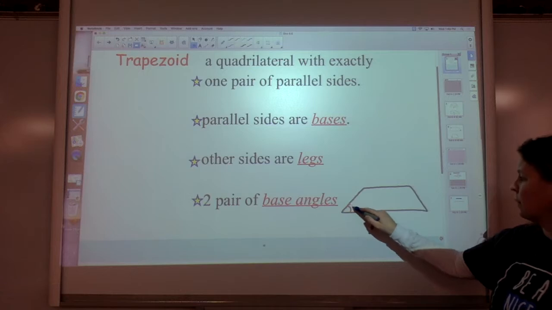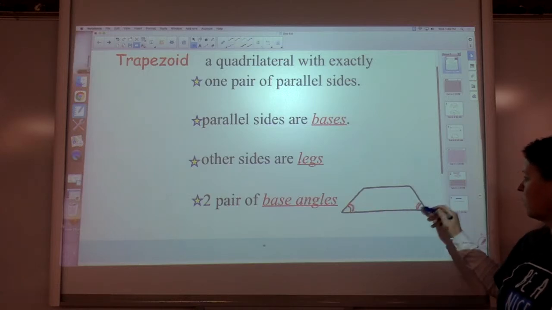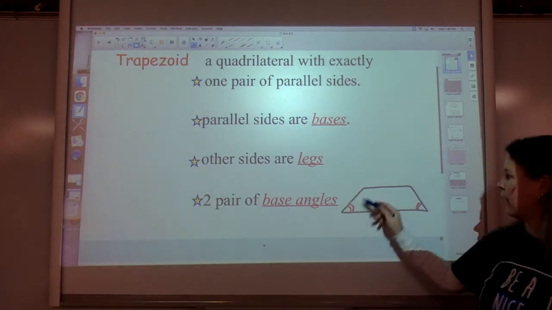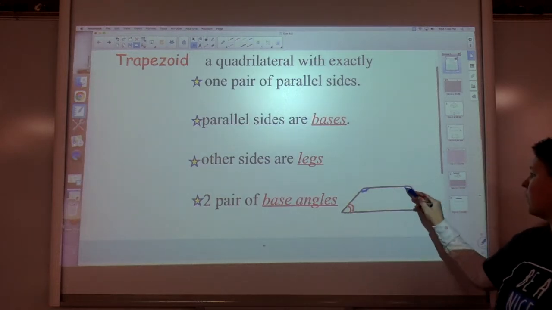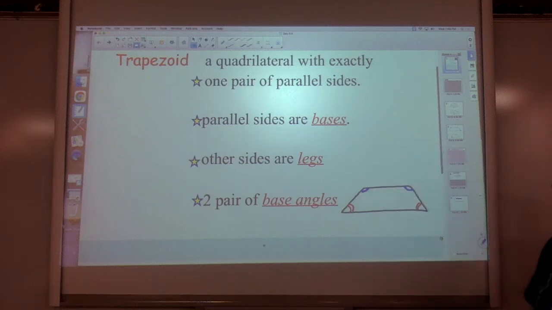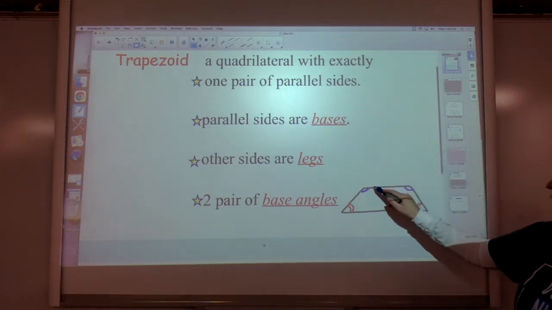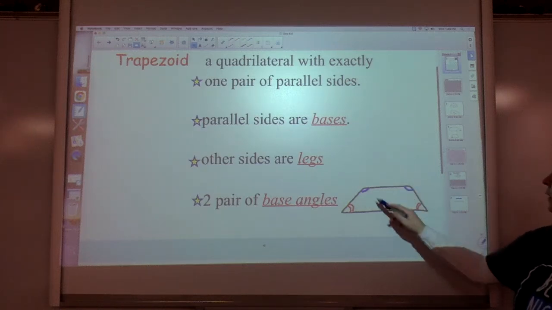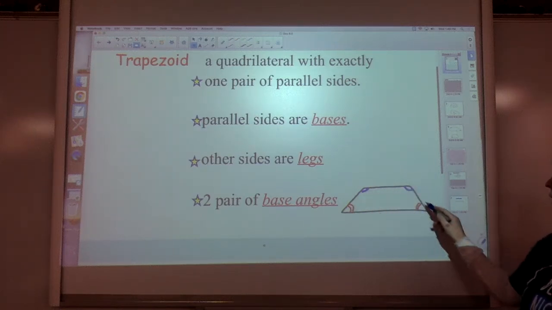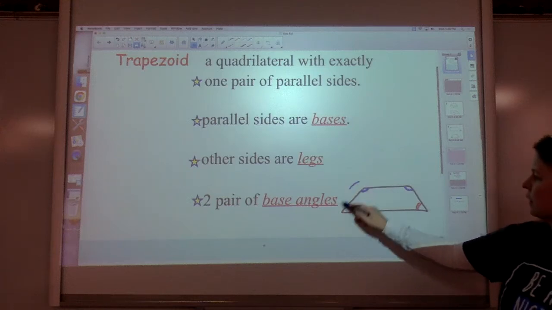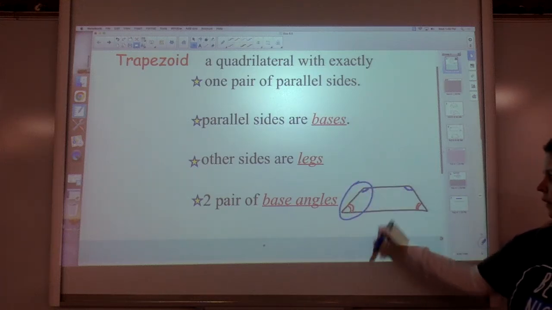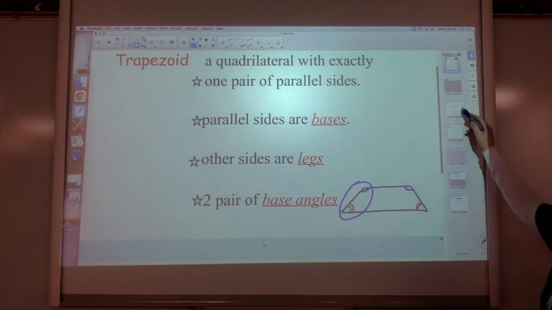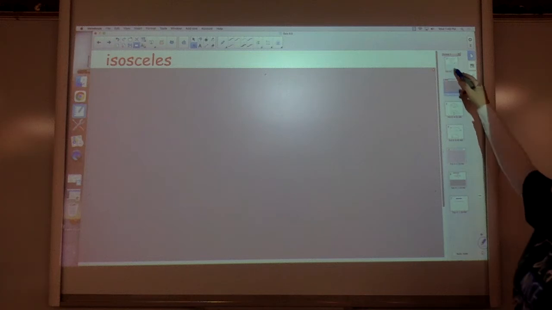Here's one pair down in this corner, here and here. Those are base angles because they're touching the base. And then the other pair would be up here, touching the base. Parallel sides are bases. The other sides are the legs. Base, base, leg, leg. A pair of base angles, a pair of base angles. These are not a pair of base angles. Those do not have a name. It's a pair on the bottom or a pair on the top.